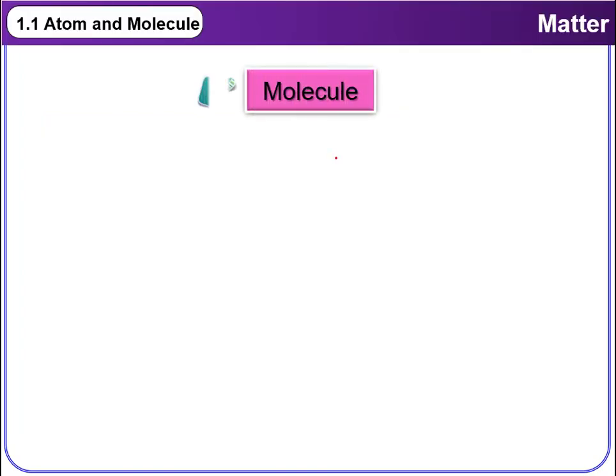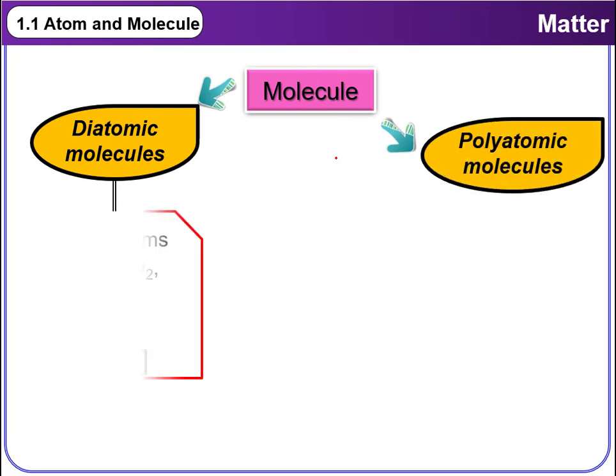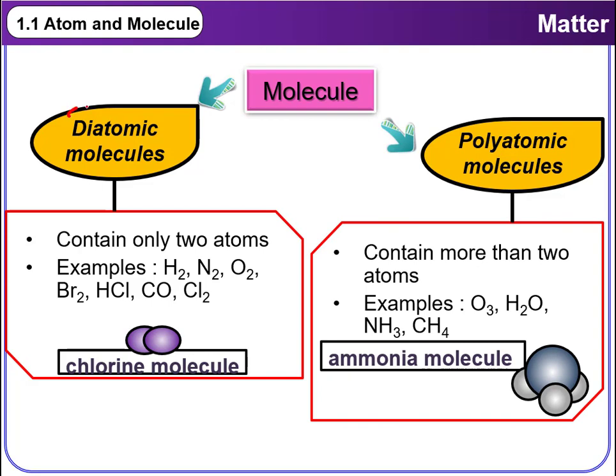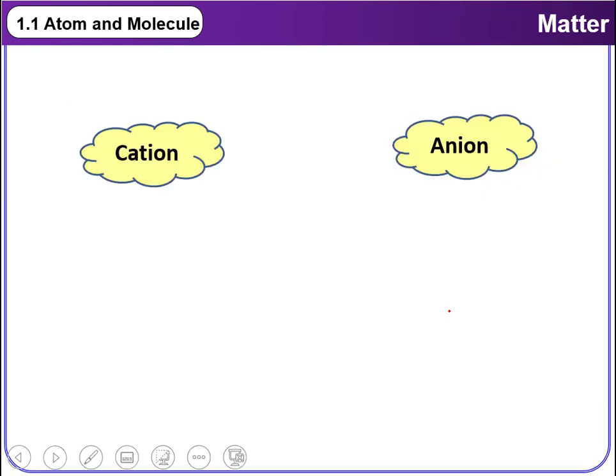Next, molecules can be diatomic molecules, which contain only two atoms, such as H2 gas, N2 gas, O2 gas, and so on. While polyatomic molecules are when you have more than two atoms. Examples here are ozone, water, ammonia, and methane gas.